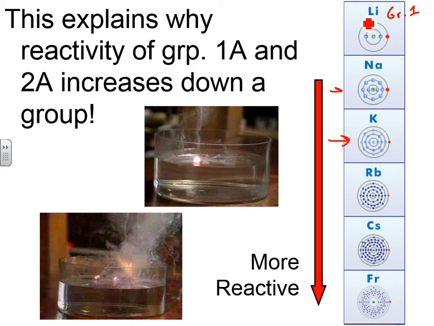Now a fun way to react these, and hopefully you'll see this in class, is by simply throwing these elements into water. So here you have sodium being placed into water, and notice it ignites. You see there's a little bit of a flame that develops. If you throw potassium into water, the same thing happens.